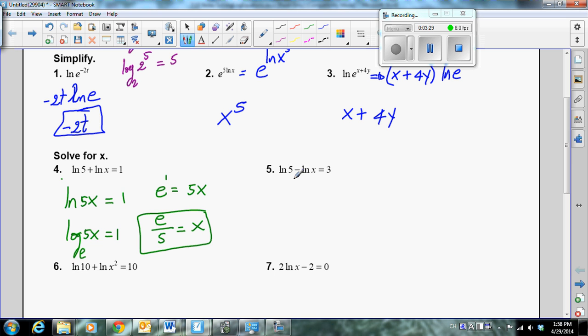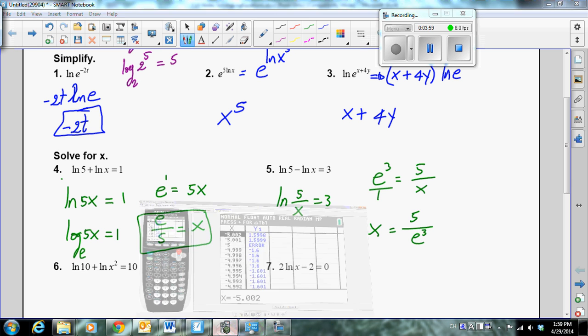I will do something similar on number 5, but with a negative in between, it means that this natural log of 5 over x is equal to 3. Now I'll go straight to e to the power of 3 is equal to 5 over x, and if I cross multiply, I will end up with x is equal to 5 divided by e to the power of 3. I assume you still know how to put this on the calculator.